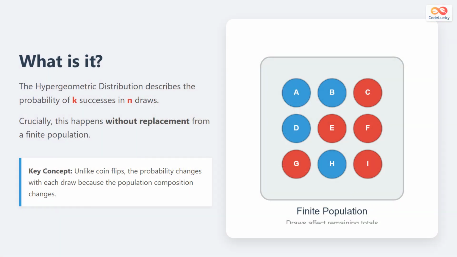So, what exactly is the hypergeometric distribution? Simply put, it calculates the probability of getting a specific number of successes in a set number of draws. But here is the catch. It happens without replacement. Unlike flipping a coin where the odds are always 50-50, here, every time you take an item out, the probability for the next draw changes because the total pool of items has shrunk.